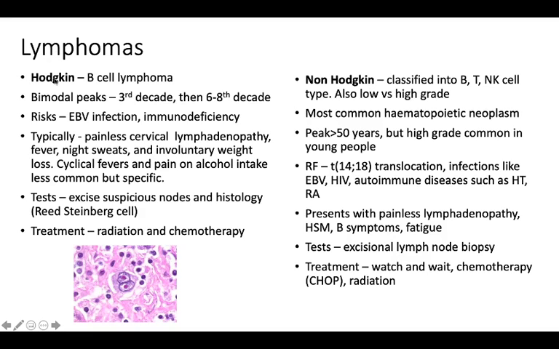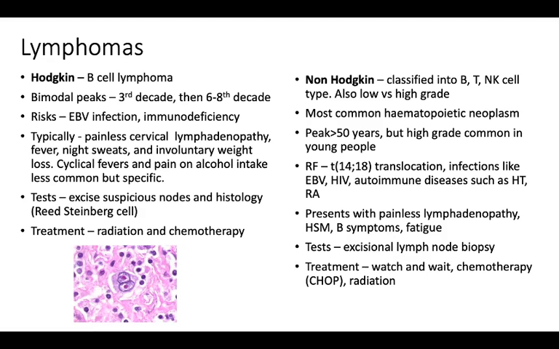Firstly, Hodgkin lymphoma. This is a B-cell lymphoma. The incidence peaks at around the third decade of life, and also between the sixth and eighth decade as well. So it's a bimodal peak. Risks of this include a previous EBV infection. If someone has had infectious mononucleosis due to EBV, this is a risk factor. And also if they are in an immunodeficient state, this is also a risk factor for lymphomas. So in patients who have HIV, lymphoma is quite a well-recognized complication.